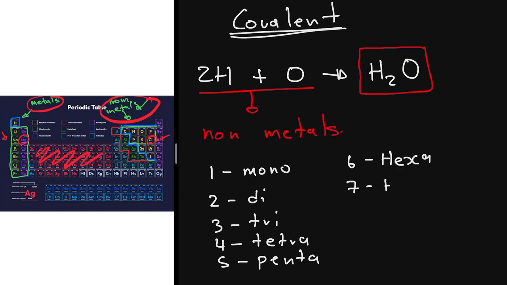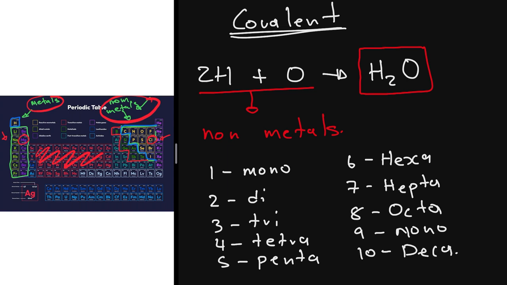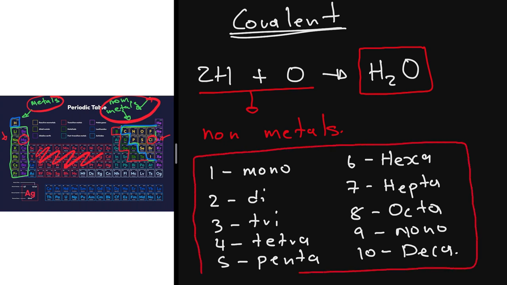7 is hepta. Then 8 is octa. 9 is nona. And then 10 is deca. Okay, so these are the prefixes that you need to know by heart, because when you label covalent compounds, you need to know the prefix.